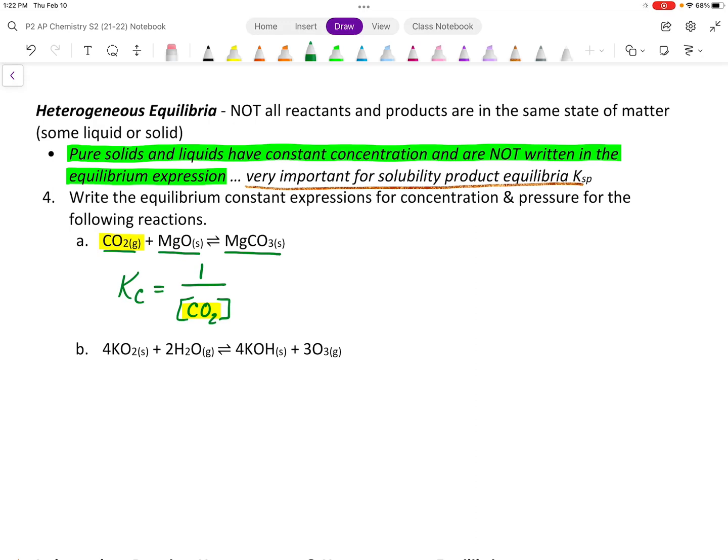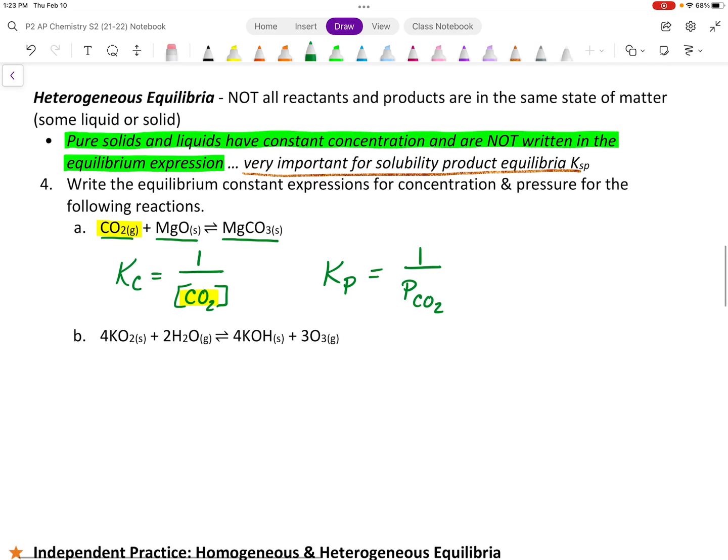With Kp, same thing, but now for pressure. So 1 over the partial pressure of carbon dioxide. No coefficient, so we don't have any exponents. All right, let's take a look at B and do the same thing for that. You can pause and try it first yourself.